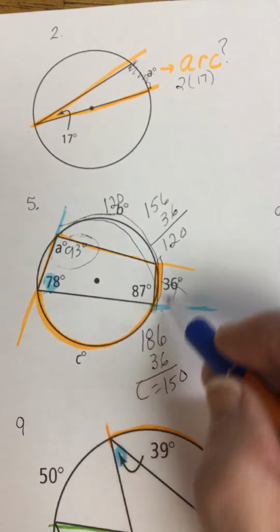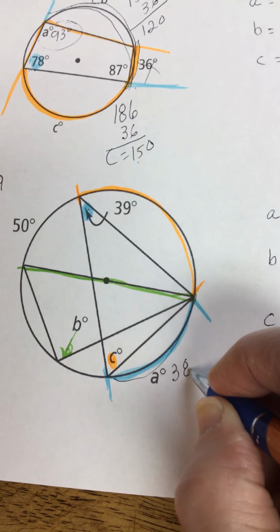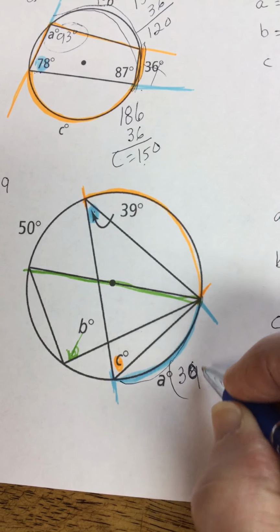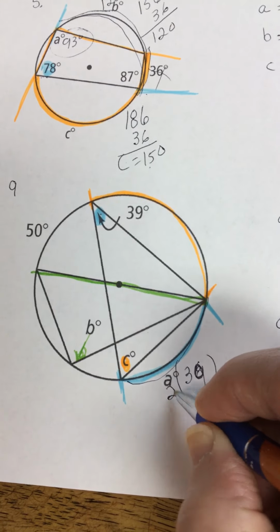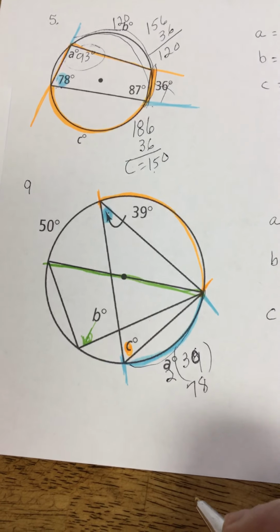All right, so here I've tried to color code so we can follow what's going on. Here's the angle that measures 39. If I follow the sides out, and I've marked those in blue, it is this arc right here. Inside this inscribed angle is this arc. In order to find the arc, we're going to double that 39. So that arc would be 78 degrees. All right, so let's go back and see.